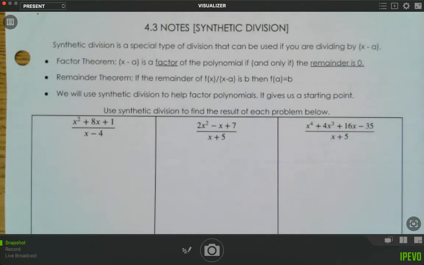Welcome to the 4.3 notes. Today we are going to be talking about something called synthetic division.